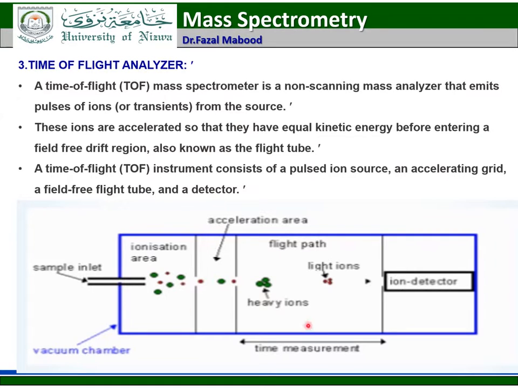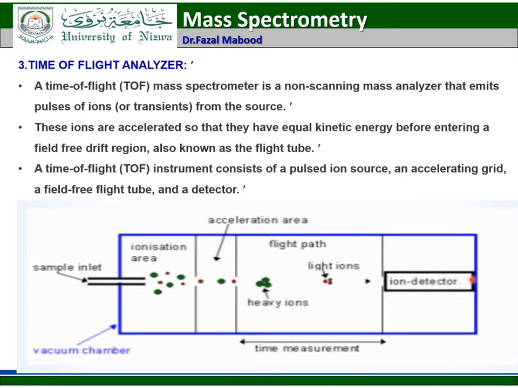So what's happening? Here you see this is a heavy ion and this is a light ion. And in the time of flight, when they are running from this point to this point, the heavy ion will take more time and the light ion will take less time. Based on the time of flight difference, the ions separate from each other and reach the detector.